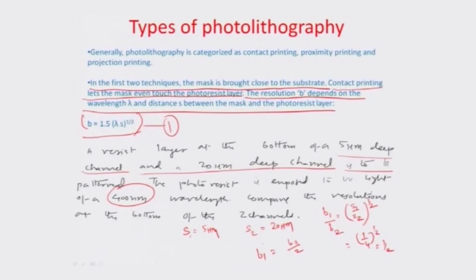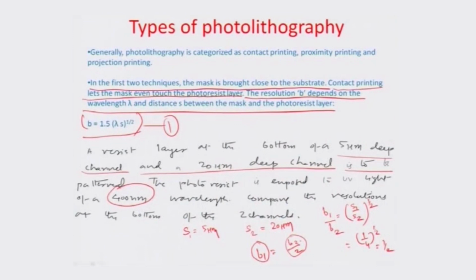So, therefore, as you are seeing here, the resolution B1 in the case of the 5 micron deep channel is better in terms of resolution distances, right. So, B1 is half the distance of resolution of the 20 micron channel, meaning thereby that the deeper the channel, the blurrier will be the images. Therefore, the resolution would accordingly change. So, the shallower the channels, or the lesser the channel depths, the distance by which you can resolve two objects is lesser in comparison to if the channels are deeper. So, that is what is contact lithography.